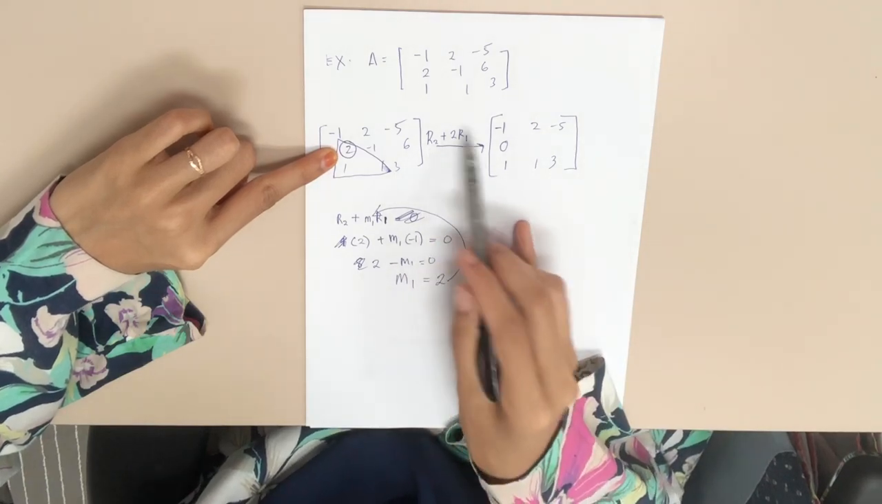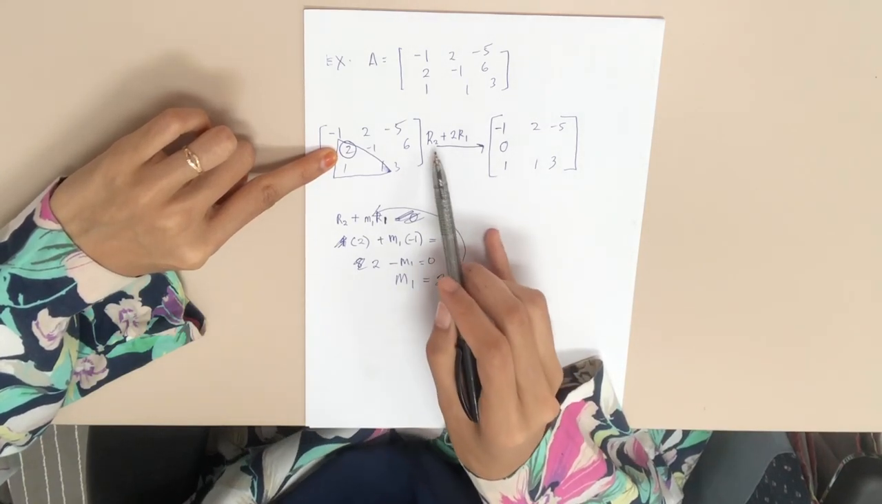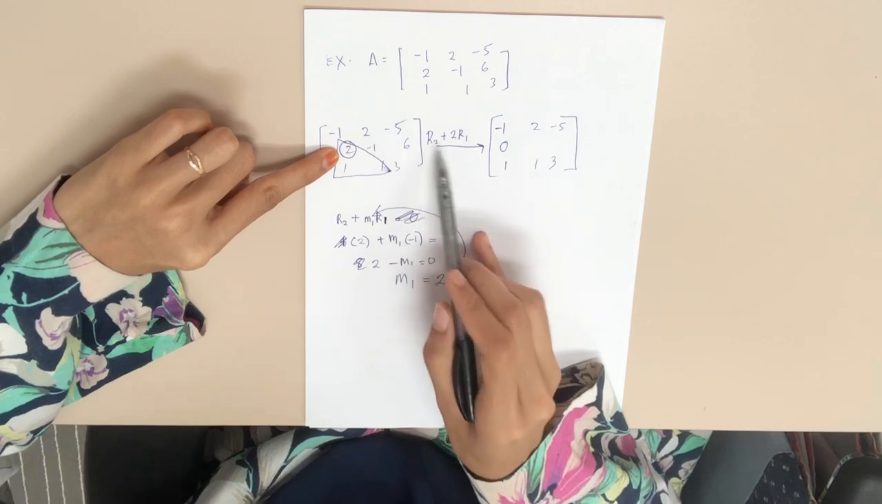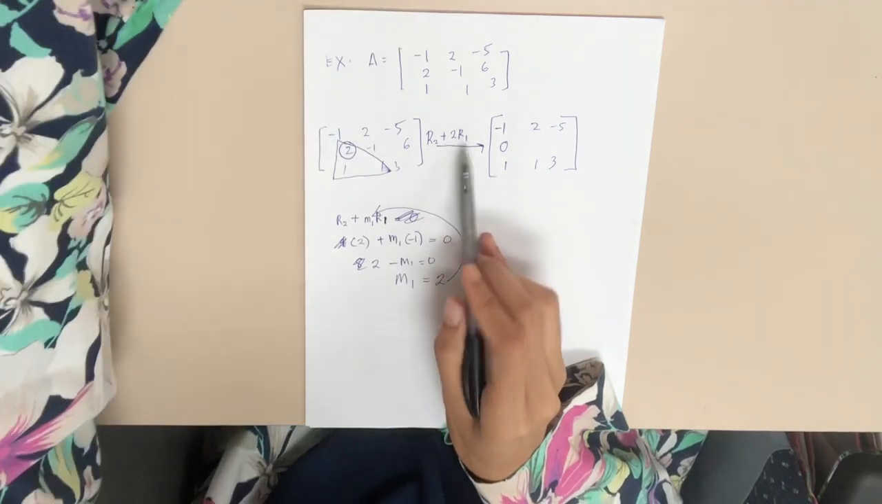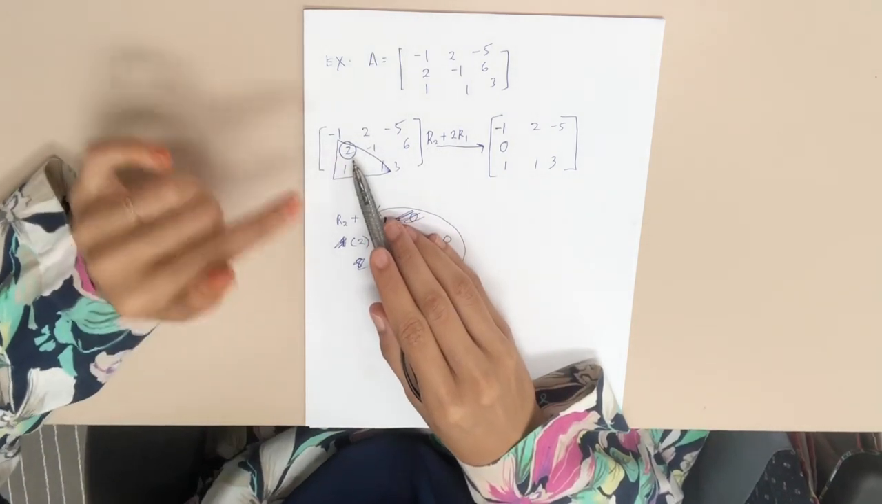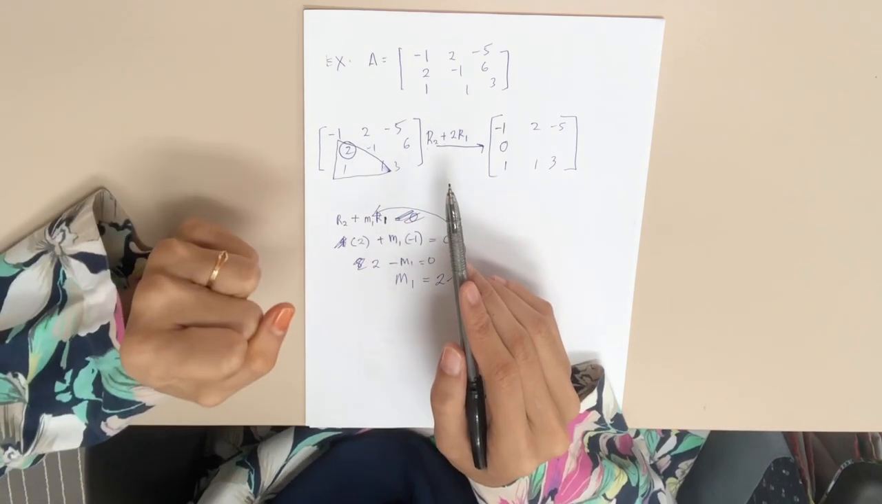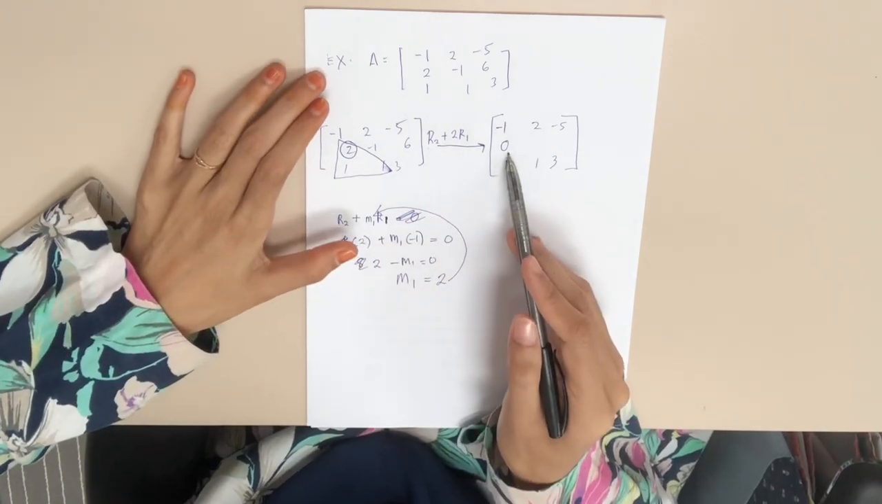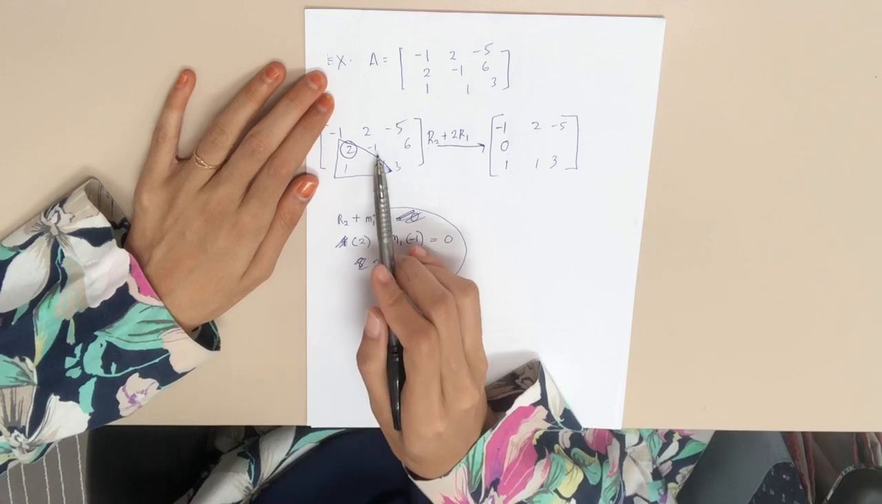So let's say by using this formula, your R2 is 2 plus 2 times R1. So 2 minus negative 2 becomes 0, right? Okay, so you get 0 here. So now you proceed to the second number.